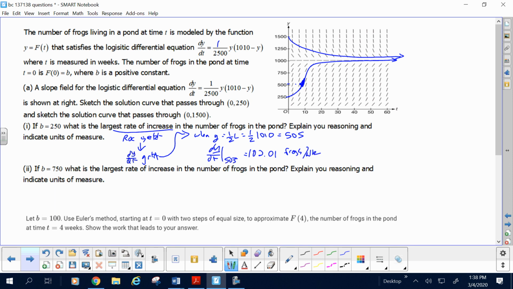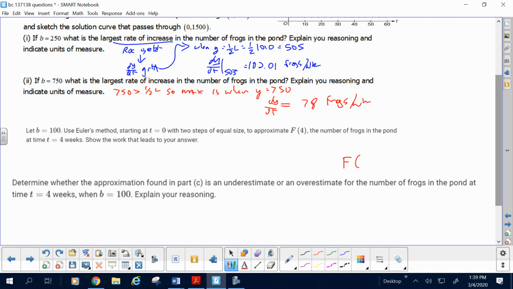Okay. Now, 750 as a starting point is already above the half carrying capacity. So it misses that fastest growth rate. So when will the fastest growth rate be for a curve like that? Right away when it's at 750, that's when it's going to grow the fastest. So you would say something like 750 is above half the carrying capacity, so the max is at y is 750. And when I did that, dy dt was 678 frogs per week. You agree? Cool.